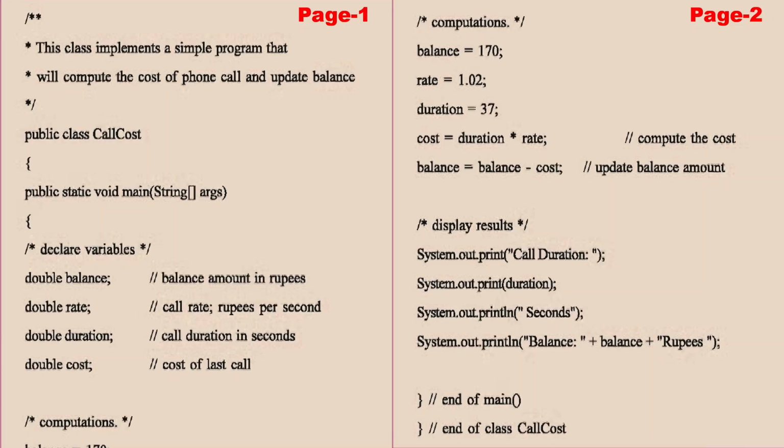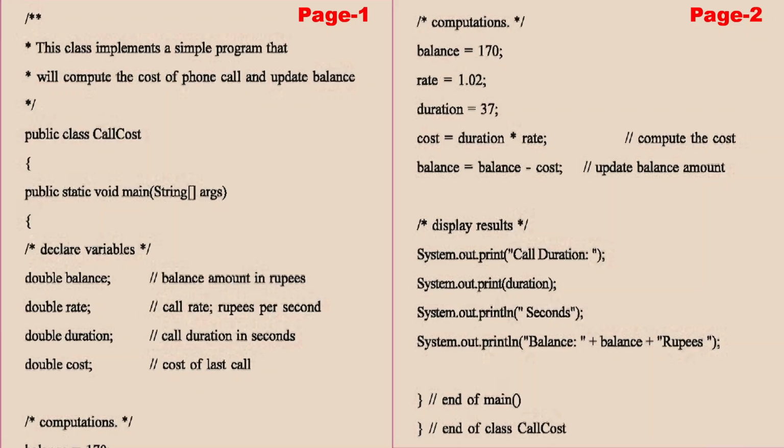Now we are printing it. System.out.print "call duration". It is written within double inverted commas, which means it will print as it is: call duration. The second line is System.out.print duration without inverted commas. So here it will print the value of the duration variable, which is 37. The third line is System.out.println "seconds", which will again print seconds as it is because it is written within double inverted commas. And the fourth line is very interesting to understand.